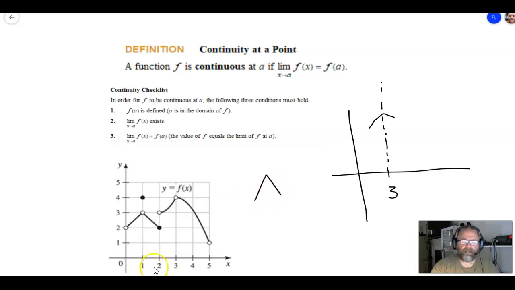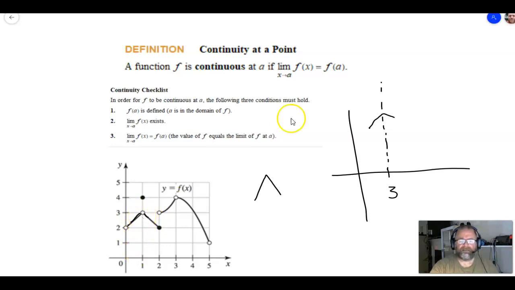So if we were to apply that to x equals 1, if I start to the left side of x equals 1, I have to go here, but then I have to lift my pen at x equals 1 up here and then lift it again. So since I can't get from the left side of 1 to the right side of 1 without lifting my pen, then it is not continuous at x equals 1.